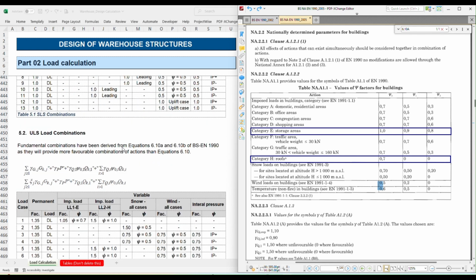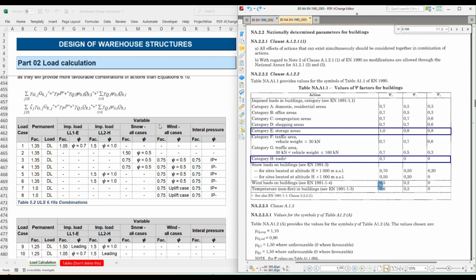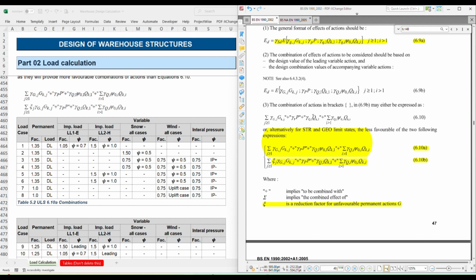Next, coming to the first set of ULS load combinations as per 6.10a and 6.10b. Here are the factors. You can see the equations explaining how this load combination should be done. On the right hand side you can see that there are two equations, 6.10a and 6.10b. Here you can see the gamma G, G, k, j, and gamma P, P, which is not applicable as it is a pre-stress action.